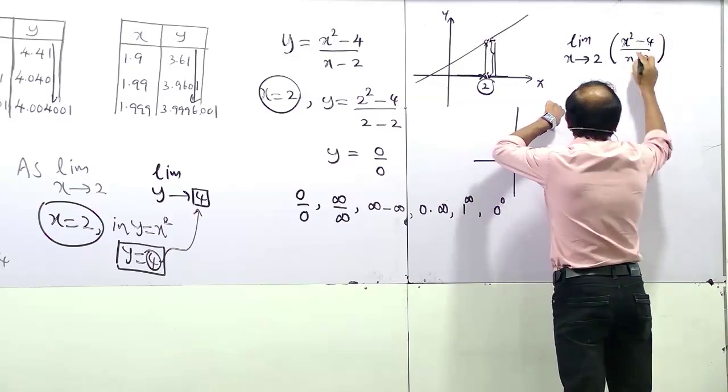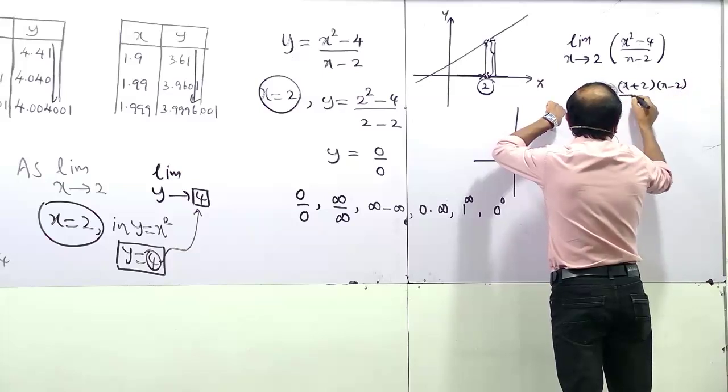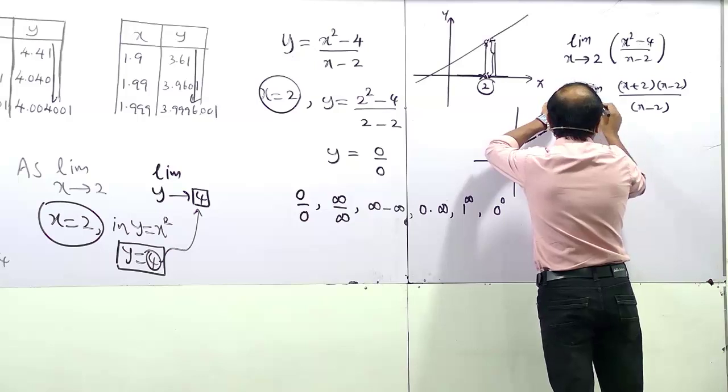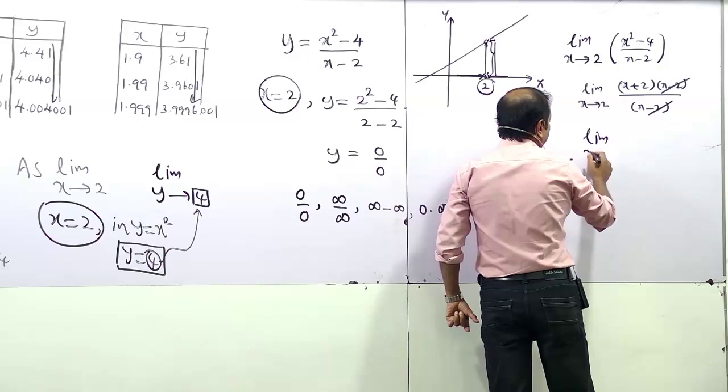Now we can factorize this: x plus 2, x minus 2. Here we have this, and the x minus 2 you can cancel down. Now what do we have? This.